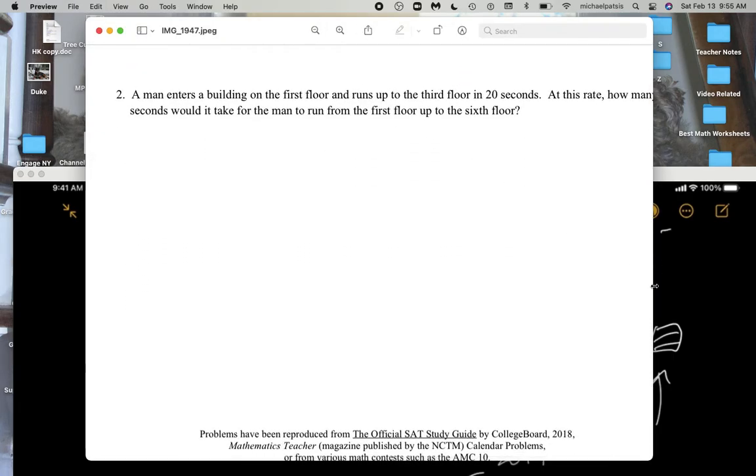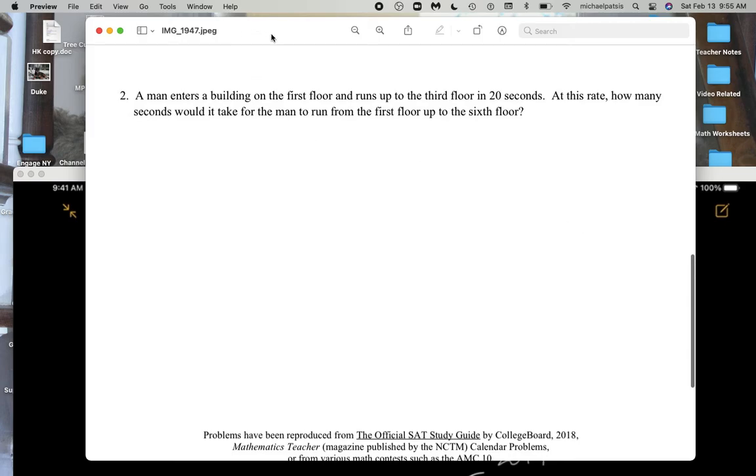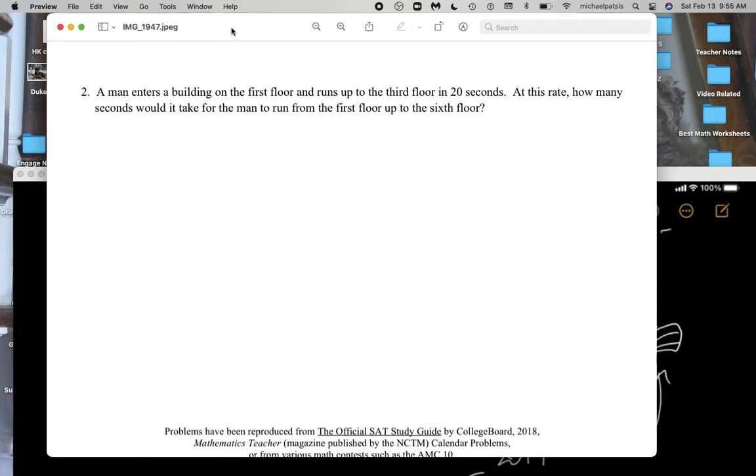Okay. A man enters a building on the first floor and runs up to the third floor in 20 seconds. At this rate, how many seconds would it take for the man to run from the first floor to the sixth floor? Okay, very important in this situation to get it straight that when you run from the first floor to the third floor, you're only moving 2 floors.